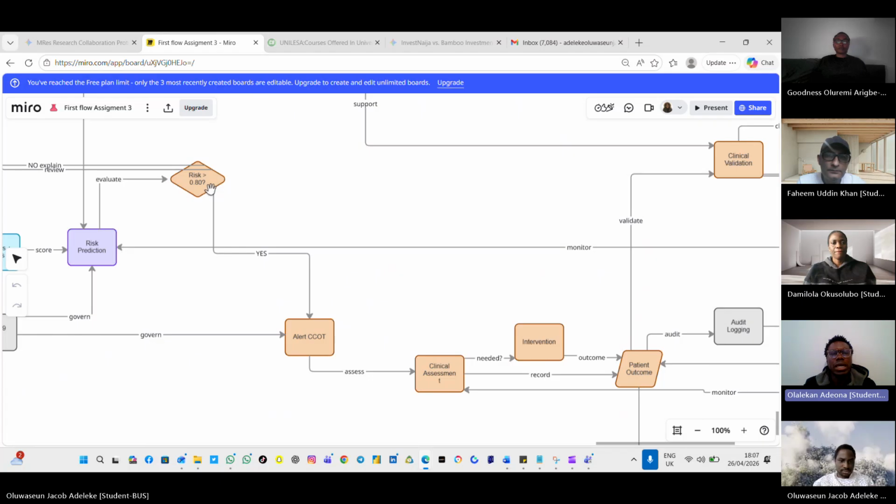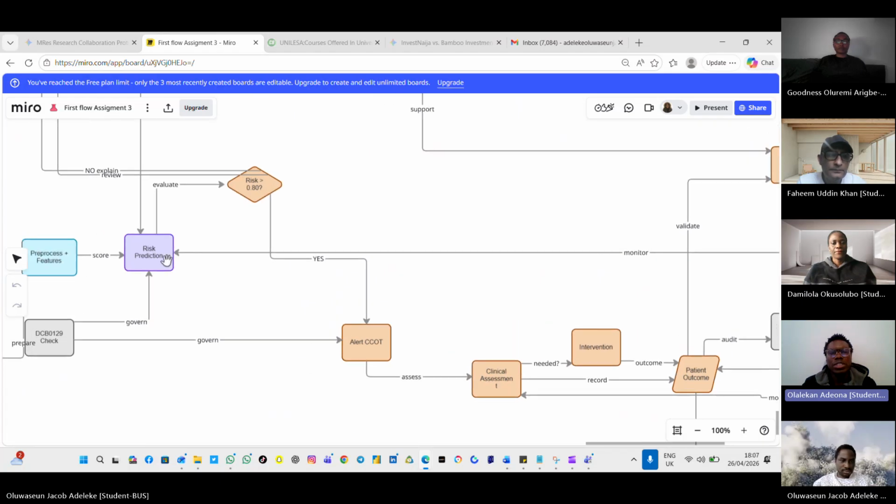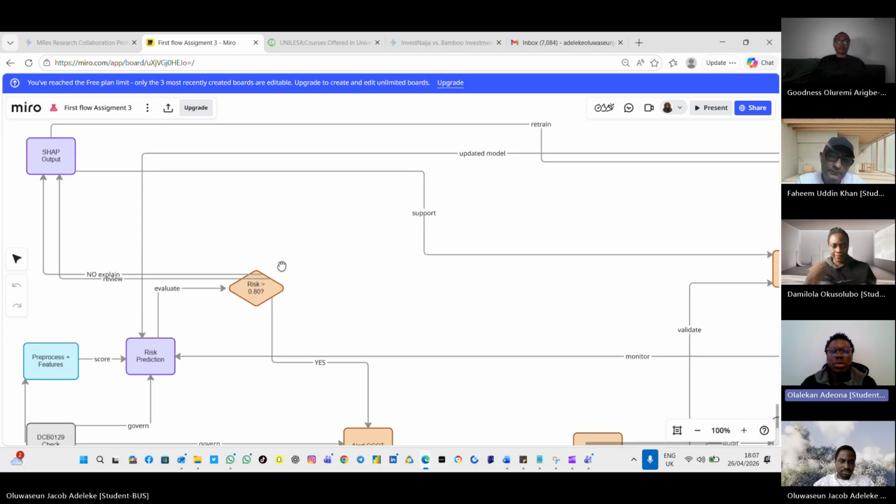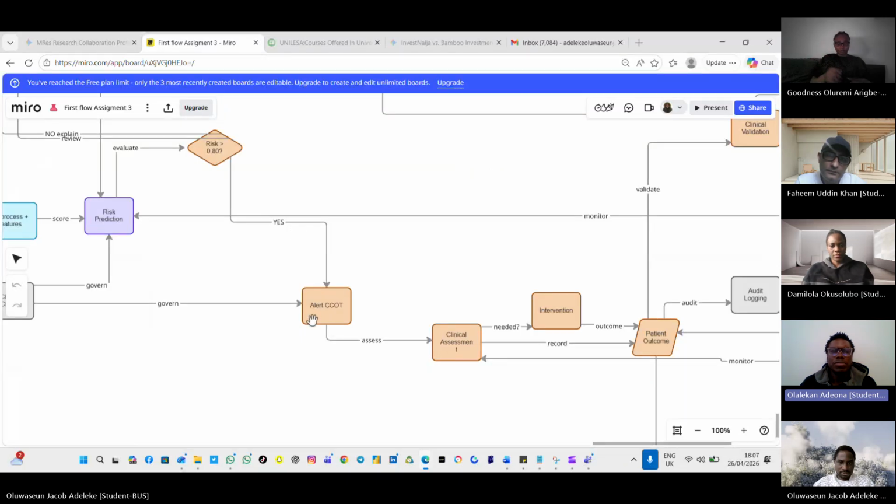So it all starts with the AI model continuously monitoring patient data, which is the vital signs and clinical records. The system calculates a risk score for each patient. If the risk stays below 0.80, nothing happens and monitoring continues in the background. But once the risk goes above 0.80, the system raises an alarm to the critical care outreach team. So the first key point is that the AI model does not take action. It only signals that something might be wrong.